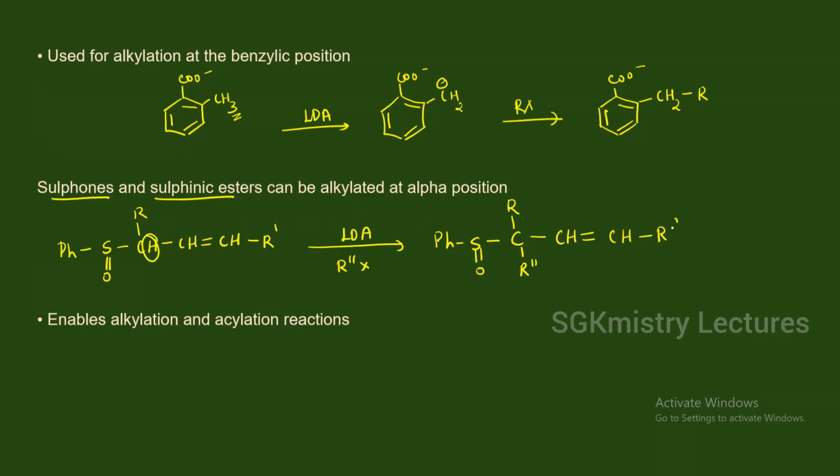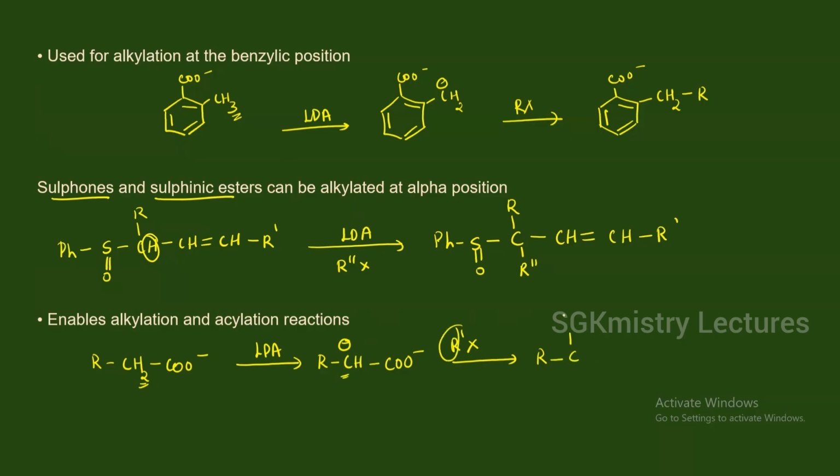Next, talking about alkylation and acylation reactions. If you take carboxylate ions, COO minus, in the presence of LDA, now this hydrogen has to be abstracted, giving RCH minus COO minus. If I take alkyl halide, what is going to happen? This R' will come and attach here.